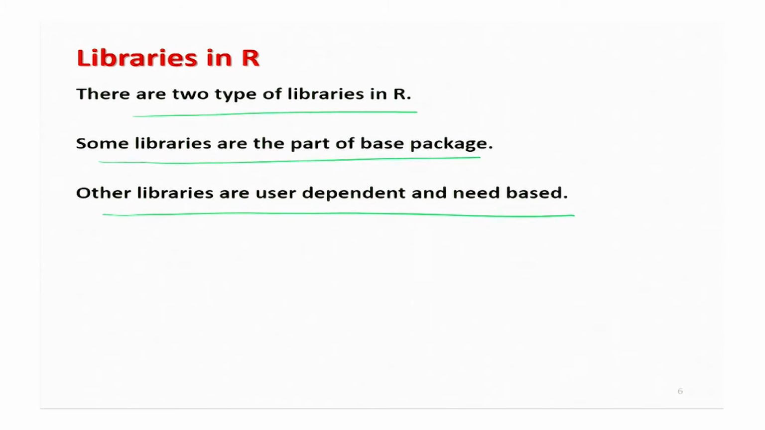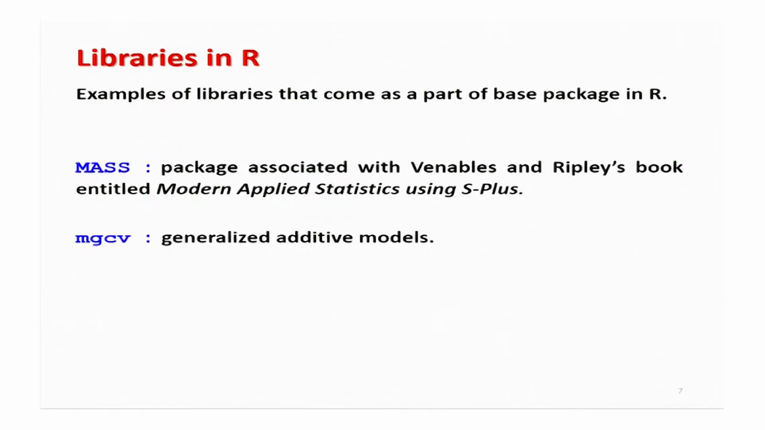So, functions like mean, variance, etc., have been made part of the base package of the R software, whereas spatial, cluster analysis, etc., are not part of the base package, but have to be used separately. So, some of the libraries are also part of the base package in R.